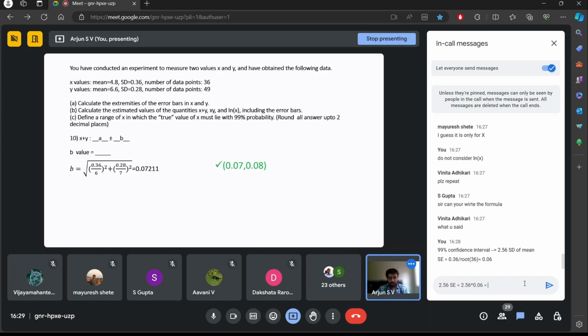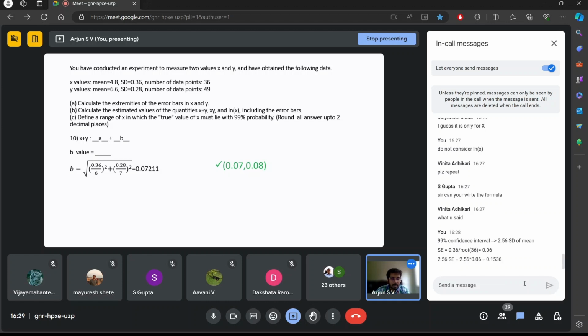I'll just use my phone calculator for now. 2.56 times 0.06 is 0.1536. So you have the mean plus 0.1536 and the mean minus 0.1536. So 4.8 plus or minus 0.1536 will give you the 99% confidence interval. That is what you should report as your lower and upper limit.